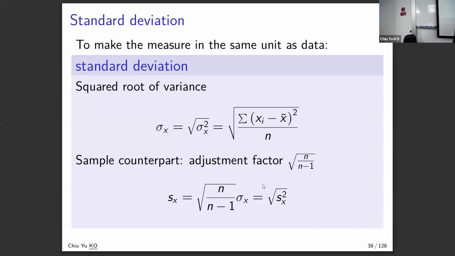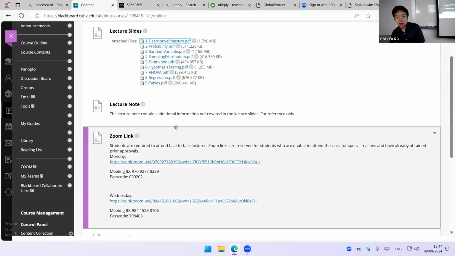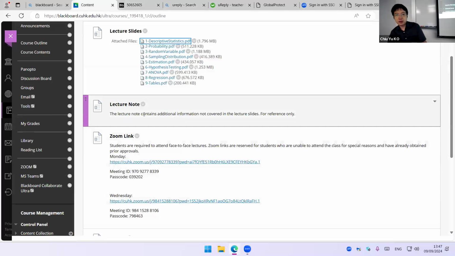And probably, if you read some book, you would read my lecture notes. Did I upload my lecture notes? If I didn't, I should. Oh, I forgot to upload the PDF, but it will be there later.